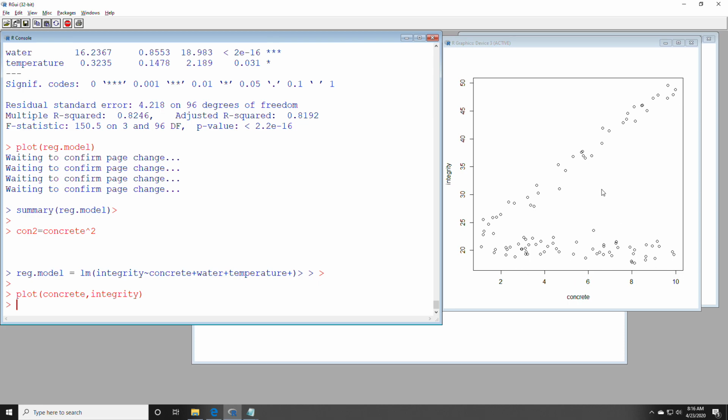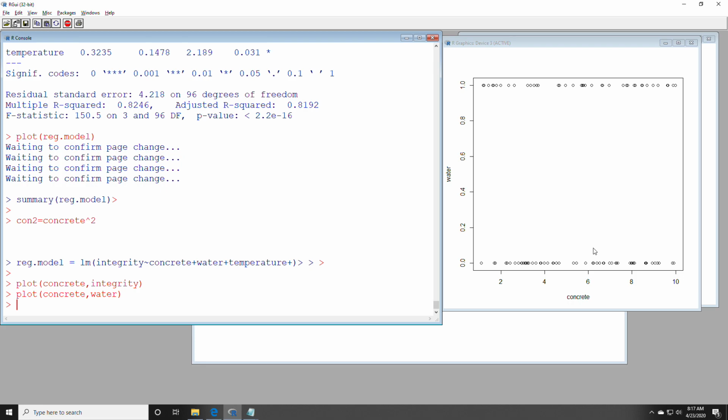So some sort of crazy pattern like this might be an indicator to you that an interaction is needed, right? For the squared term, if it looked like concrete squared might be needed, we might see a squared, curved pattern, okay? But again, this is a very strange thing, something you probably usually wouldn't see, but it's a clear indicator that something else is going on with concrete integrity, and what that something else is in this case is an interaction between concrete and water. Okay, nonetheless, let's look at water just for fun.